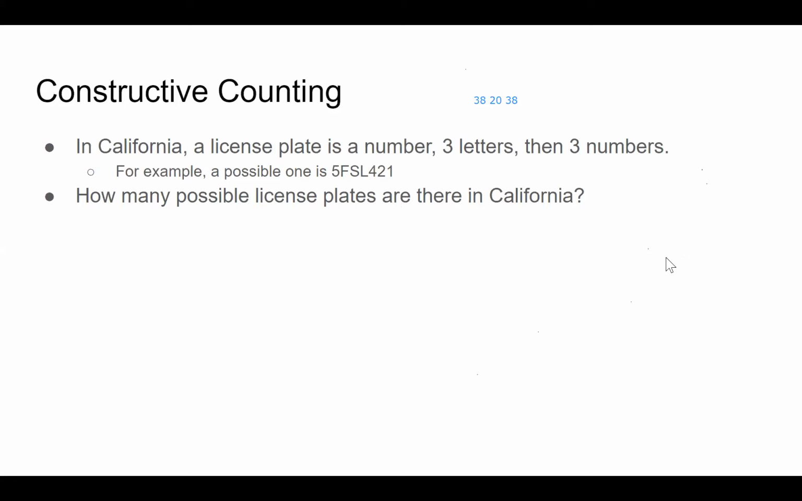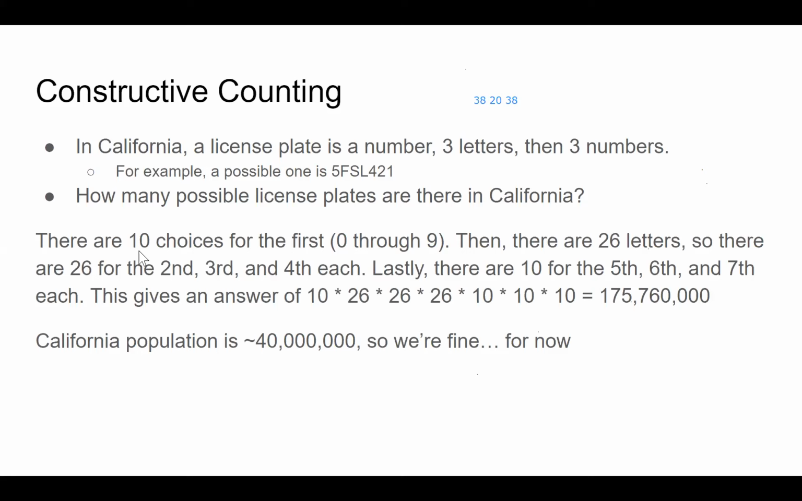So, okay, there are 10 choices for the first one because it's from 0 to 9. And then there are 26 letters for the second, the third, and the fourth. And for the 5th to the 7th, there are 10 each. So then we just multiply these together. We get 10 times 26 times 26 times 26 times 10 times 10 times 10. And then we get this value.